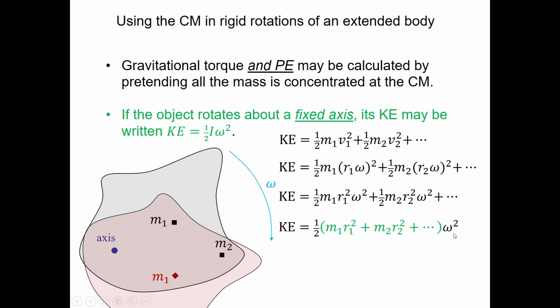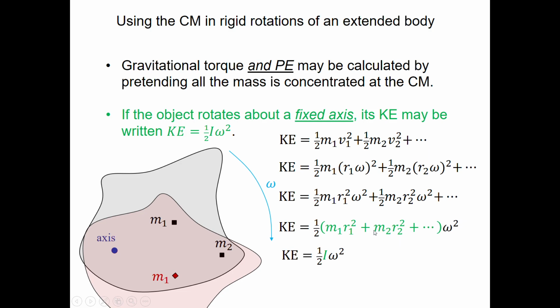And I've shown that here. What's left after I do those two factorings is shown in green in the parentheses. And that, by definition, is the moment of inertia of the object. The sum of all the masses times their distance from the axis of rotation squared. So this is just I for the object for rotation about that axis.